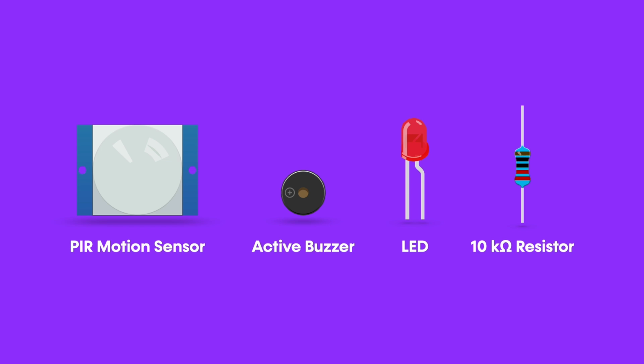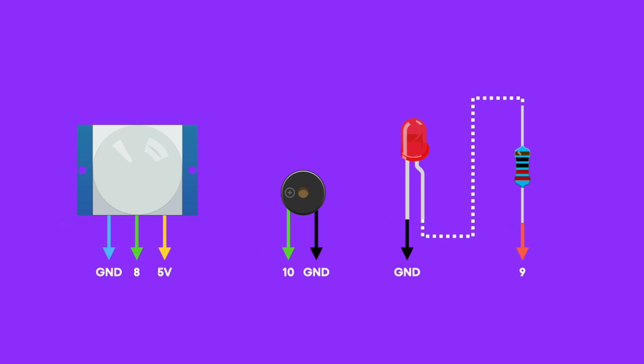Let's take a look at how to wire them up if you're looking at following along with our motion-activated alarm. Start by connecting the motion sensor to ground and 5 volts on your board, and connect its output signal to pin number 8. For the buzzer, connect it to ground and its signal pin to pin number 10 on the board. And finally, connect the LED to ground and pin number 9 with the resistor in the middle there to make sure the current is limited and you don't blow out the LED.